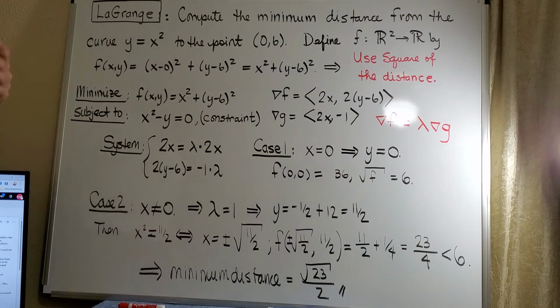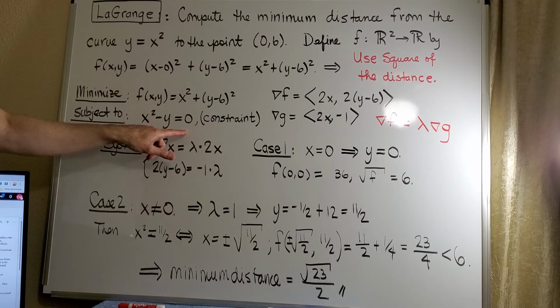So now what we want to do is minimize this distance function relative to the constraint curve. The constraint curve in your text is always written as g(x, y) equals some constant. So all we have to do is put all the x's and y's, the variables, on one side, and we get our constraint curve.